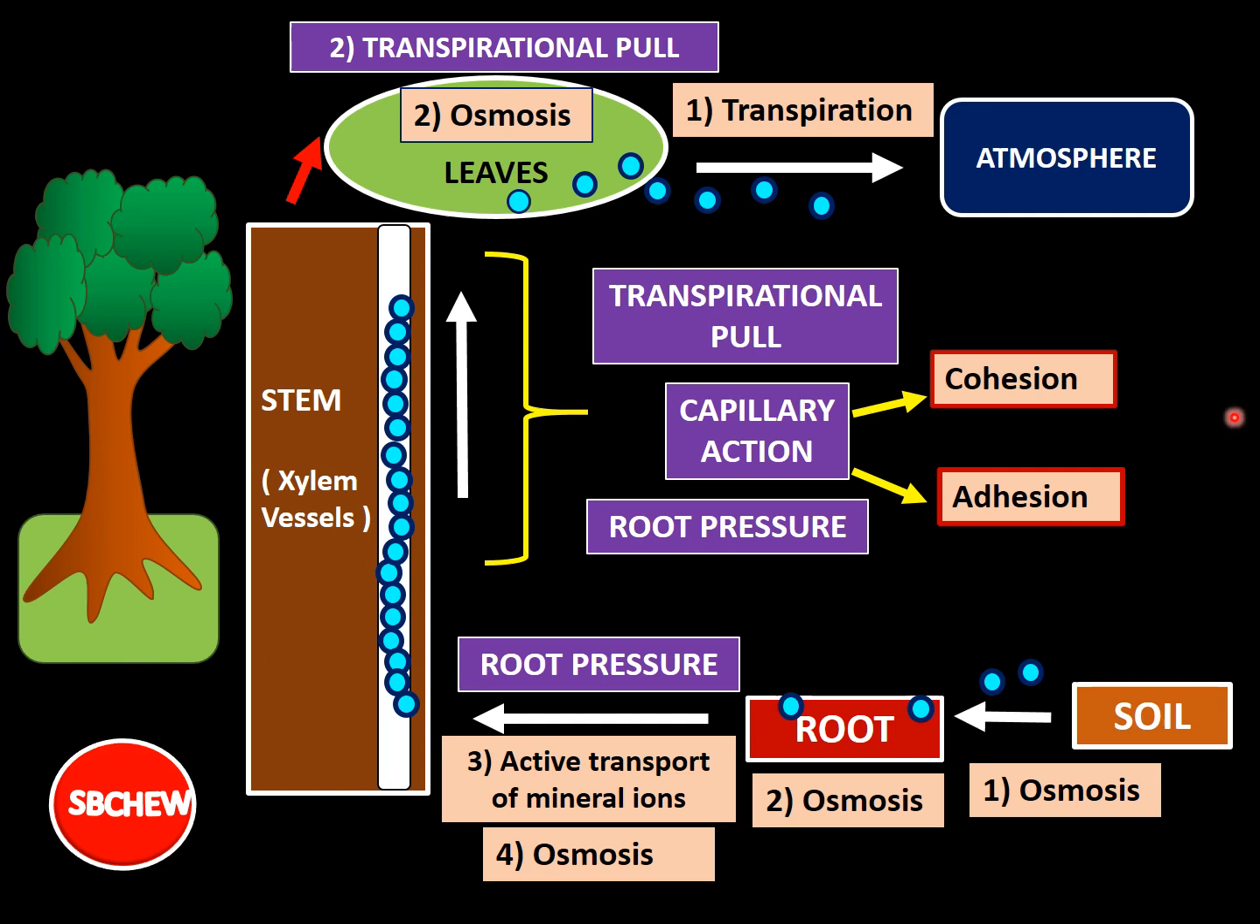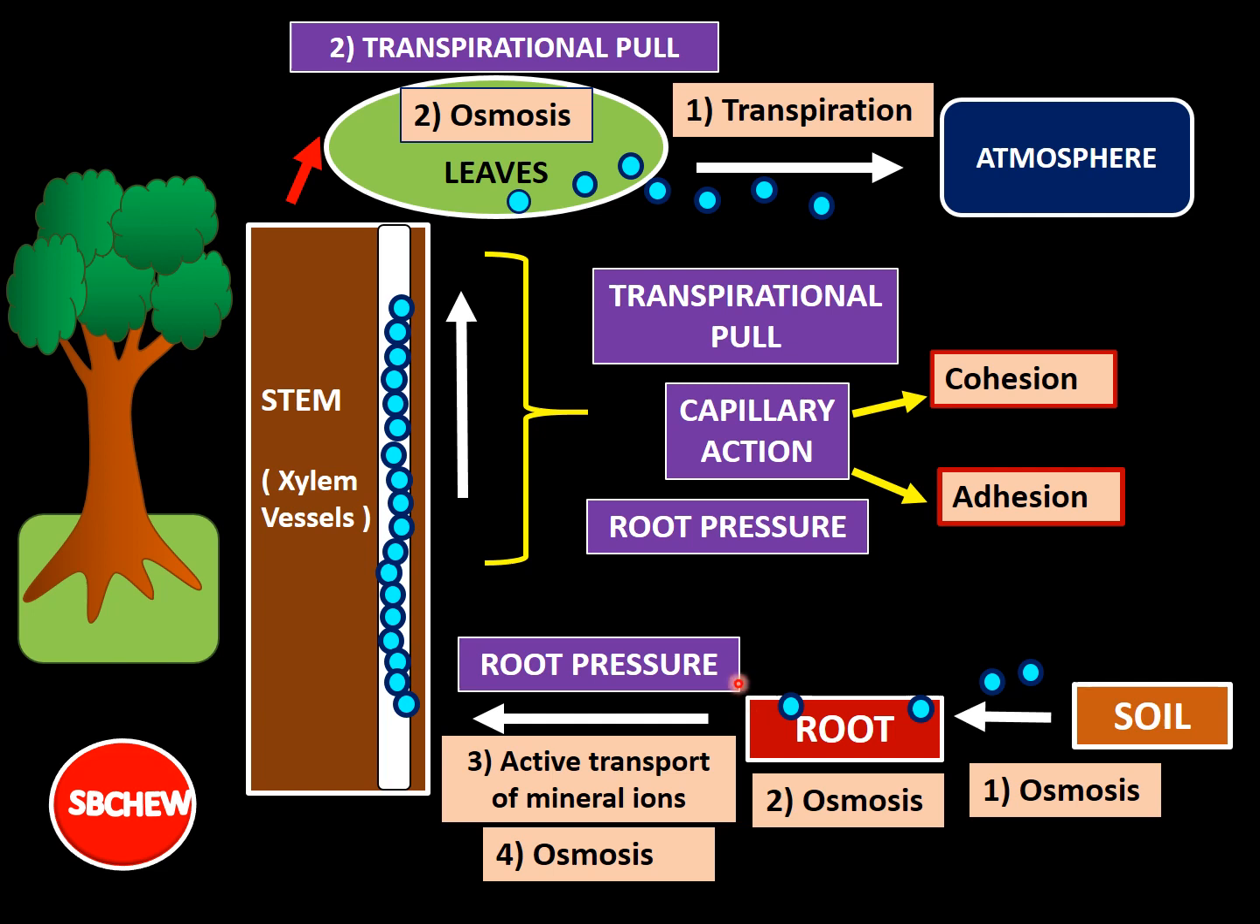Let us summarize what we have discussed concerning the movement of water in the plant from roots to leaves. We have to start from the soil. In the soil solution, the water will diffuse into the root hair cells by osmosis. Water also diffuses from one root cell to the next in the root by osmosis until it reaches the endodermis.